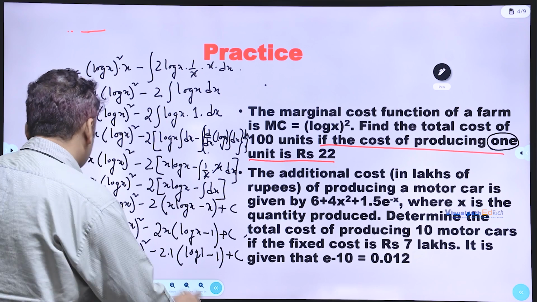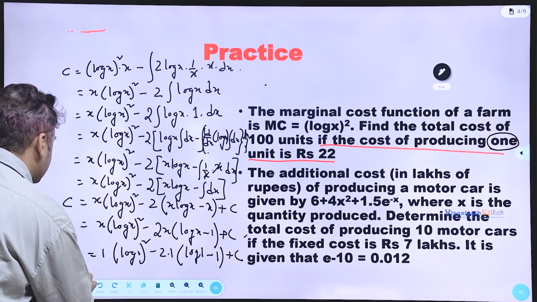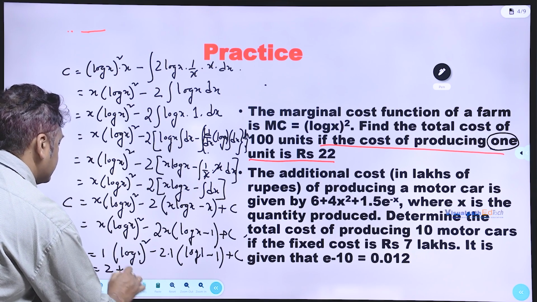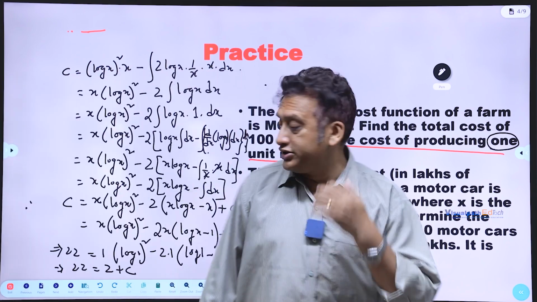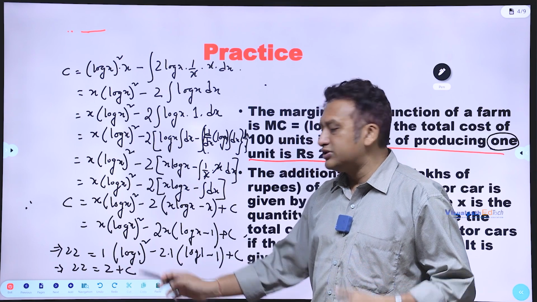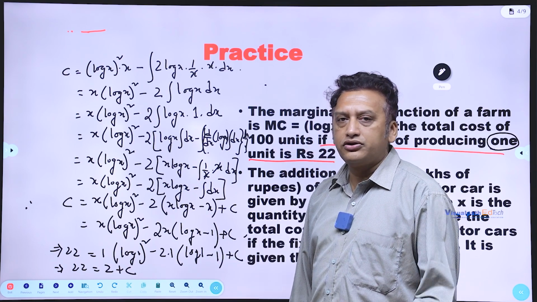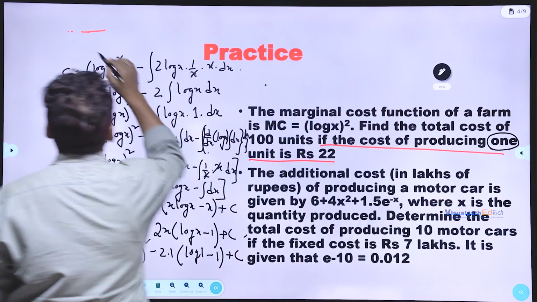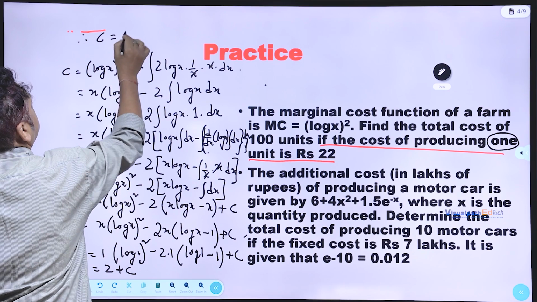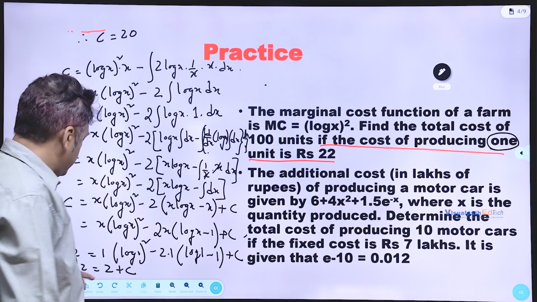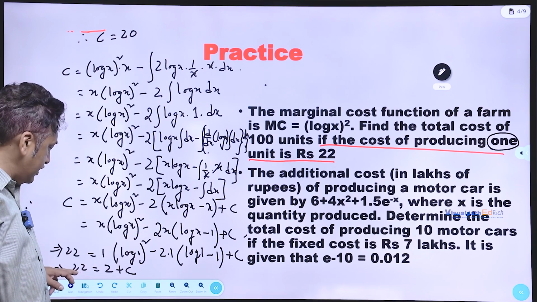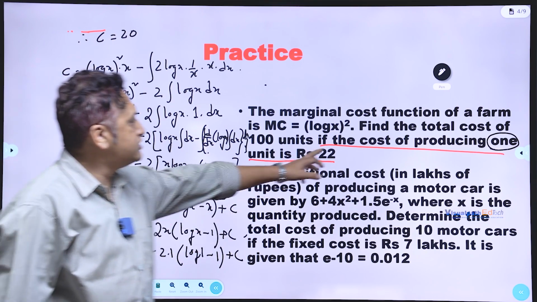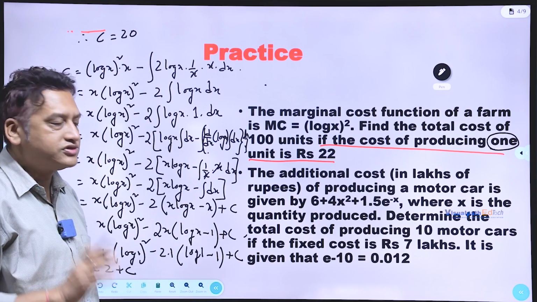And here we'll get C. So we'll get 22 is equal to 2 plus C. Okay. 22 is equal to 2 plus C. So then what is the value of C? C will be equal to 20. So let's write here, therefore, C is equal to 20. If we shift 2 to the left hand side, it will be 22 minus 2. So the value of C is 20. So this information is given for you to find out the value of C.